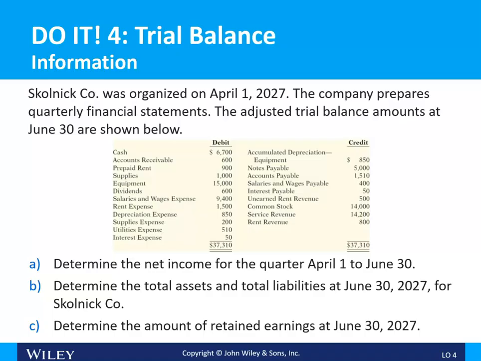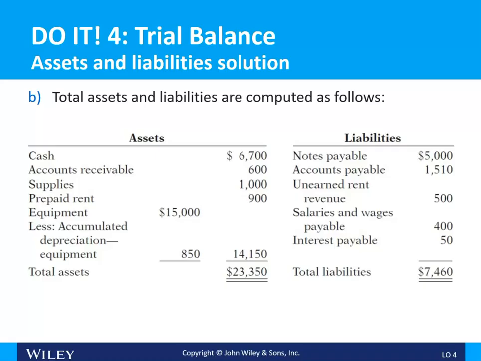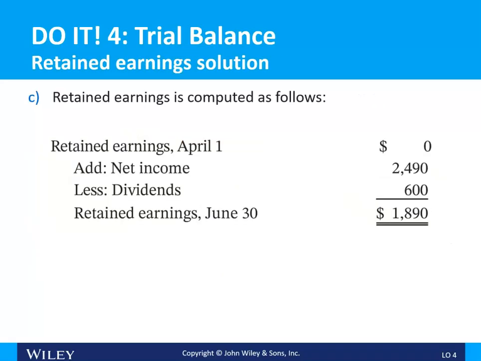Calculated net income, and I did see a dividends account there, the 600. So if we take 0 beginning plus our net income, 2,490, less our dividends of 600, our ending retained earnings is 1,890.